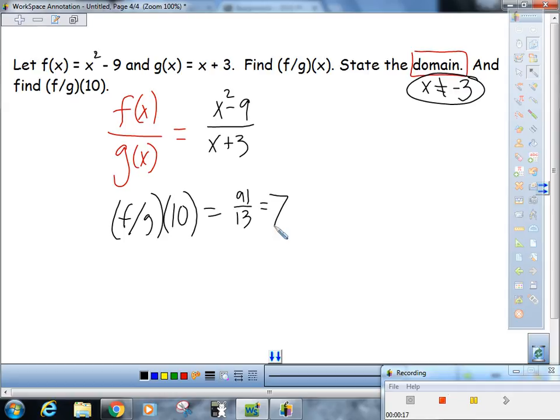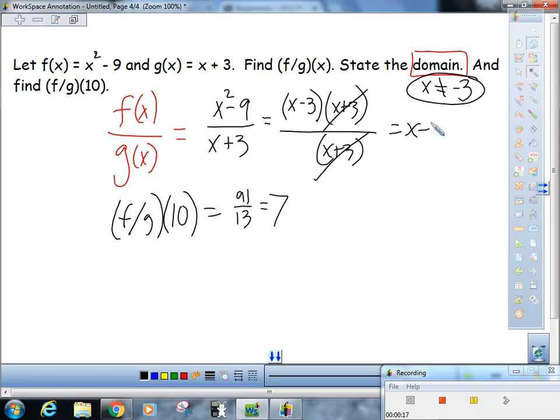Now, let me show you what they really want. Can anyone factor the top? Nope, you don't need to multiply by the conjugate. You're just looking for two numbers. There you go, Island. Two numbers that multiply to be negative 9 and add to be 0. And that's x minus 3 times x plus 3 all over x plus 3. Wabam, wabam. It's x minus 3. And then that would have been a lot easier to put our 10 into that. So you see how that works?